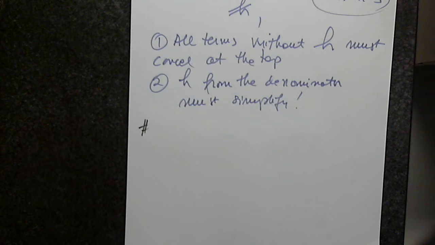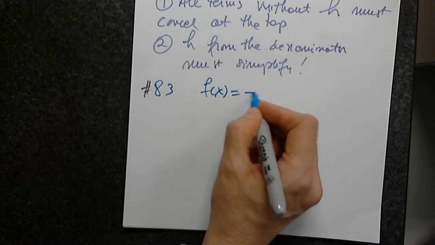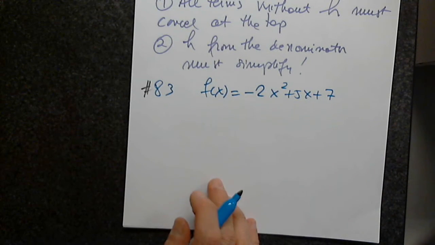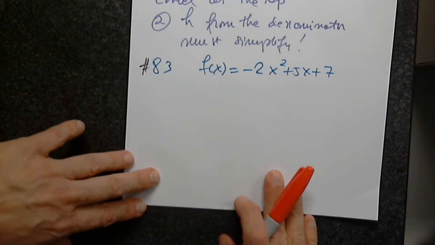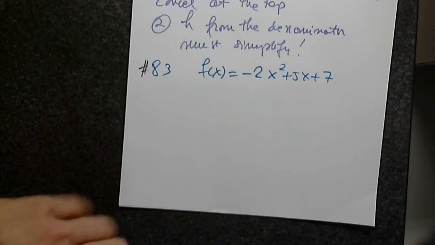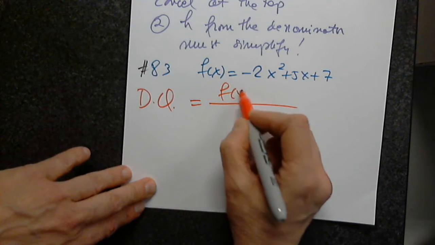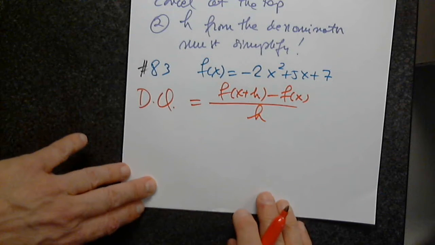Please choose another. 83. Perfect. f of x equals negative 2x squared plus 5x plus 7. And we're asked the same thing, to determine and simplify the difference quotient. The difference quotient will be given to you. You don't have to memorize it, but I want you to know where it's coming from. Difference quotient: f of x plus h minus f of x, divided by h.